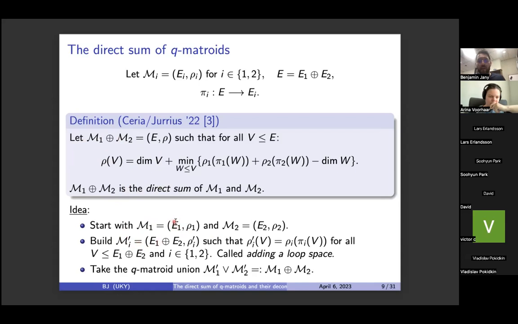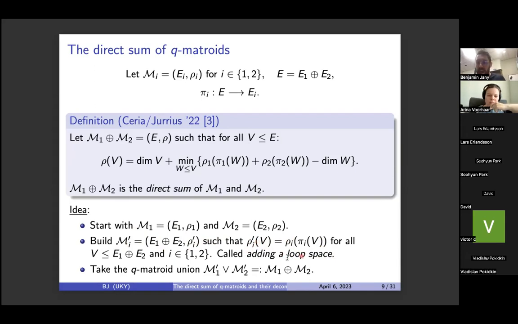Well, we extend the ground space E1 to a ground space on E1 plus E2. And then we define this rank function, rho 1 prime, such that rho 1 prime of a subspace V of E1 plus E2 will just be the rank of the projection of V back into E1. Okay, so we can do the same for M2. And they call this process adding a loop space. So a loop is really a one-dimensional space that has rank 0, the analogue of a loop in matroids. And so a loop space is just a full subspace that has rank 0.